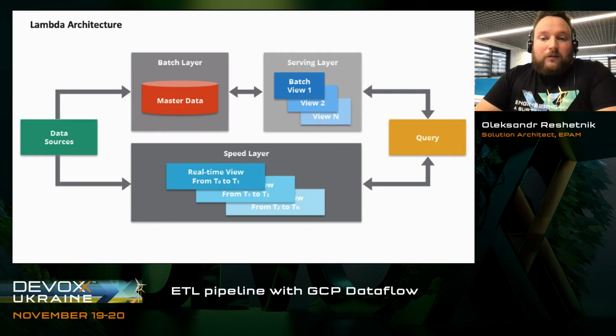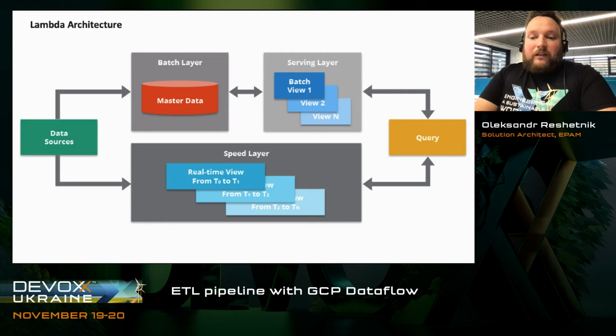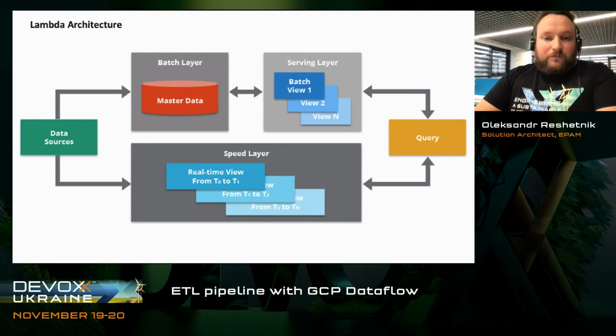And Dataflow allows us to build the Lambda architecture in the data pipeline and work with all these different kinds of data with batch or streaming modes. And Lambda architecture allows you to select your mode of working with data. And Dataflow allows you to follow this Lambda architecture.